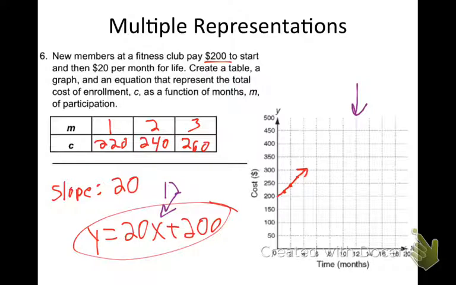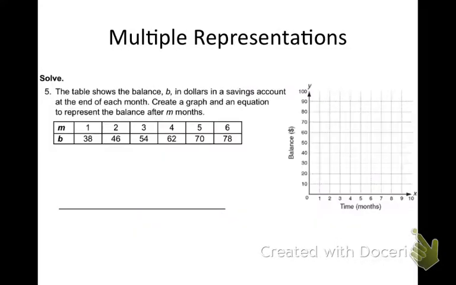240, so 440, right? What'd you say it was? 440. Nice job. Be $440. Good work. All right. Try number 5. Try number 5 all on your own here. Plot the graph and then find the equation of the line.